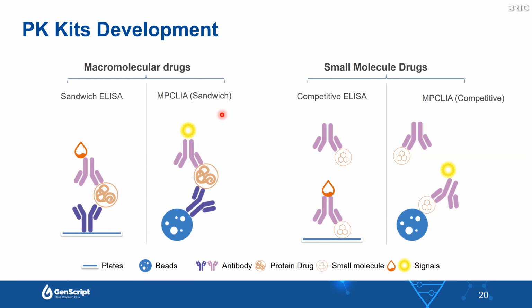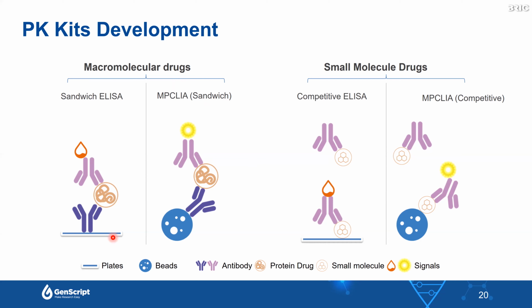Now let's see how a PK kit is developed. ELISA methods and magnetic particle-based chemiluminescent immunoassay are both suitable for PK kit development. And there are 2 main types of PK kits. One is sandwich and the other is competitive. Sandwich ELISA kits and the magnetic particle-based chemiluminescent immunoassay are commonly used in macromolecule drug PK testing, for example, antibody drugs. This is because there are multiple surface epitopes for different binding targets.